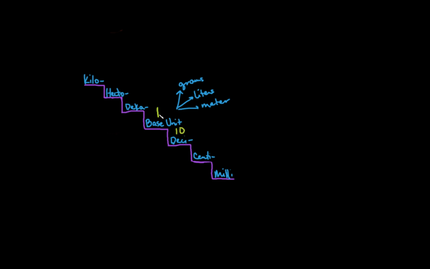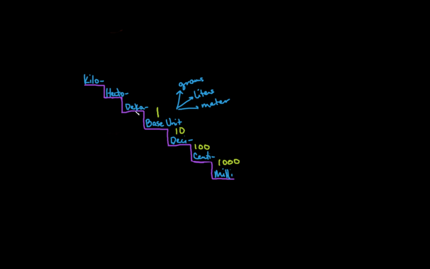decigrams in 1 gram. If we're going from 1 gram to centigrams, we go down one step and then a second step, and so we add two zeros. There are 100 centigrams in 1 gram. If we go down to milligrams, we're going 1, 2, 3. So there are three zeros that are added to milligrams. So there are 1,000 milligrams in 1 gram. We know that to be true for meters, right? We know that there are 100 centimeters in 1 meter. There are 1,000 millimeters in 1 meter.